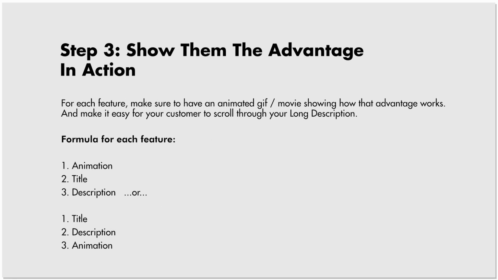Okay, so step 3 is show them the advantage in action. For each feature, make sure you have an animated GIF or movie showing how that advantage works. Also, make it easy for your customers to scroll through your long description by using this formula. So basically it is number 1, animation, 2, title, 3, description, or you can go title, description, animation.